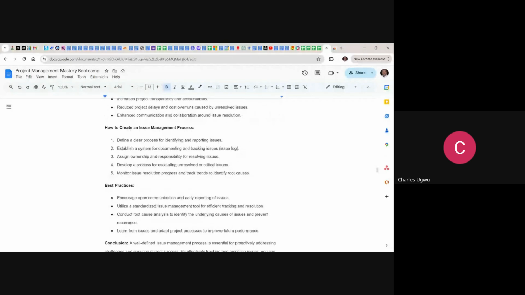So how do we create this issue management? The process runs this way. First, identify a clear process for identifying and reporting issues, such as a RAID log. Establish a system for documenting and tracking issues, just like an issue log, logging it in the RAID log. Assign ownership and responsibility for resolving the issue. Develop a process for escalating unresolved or critical issues. There should be a way to escalate situations like that.